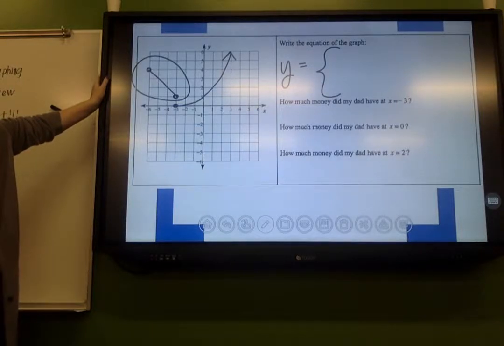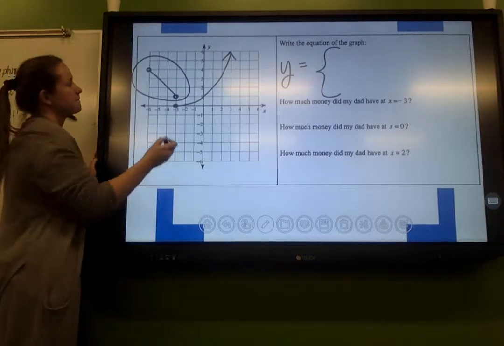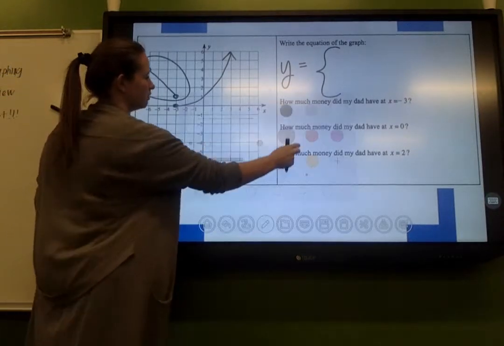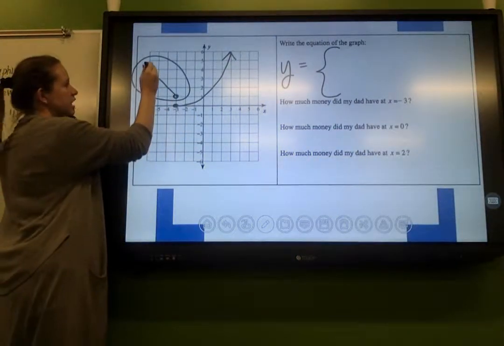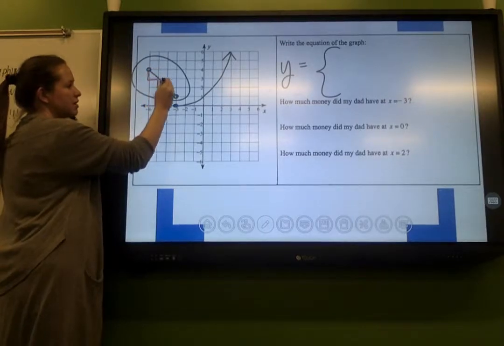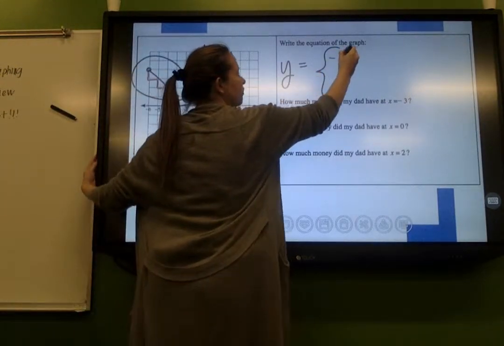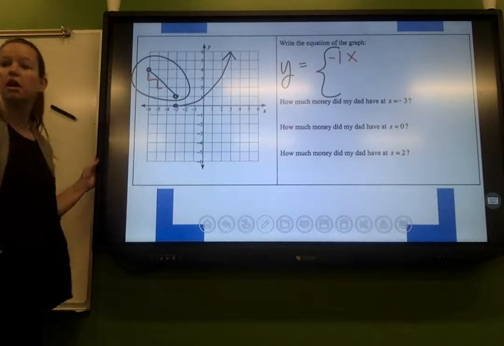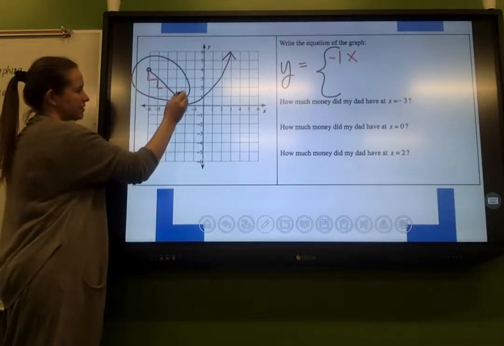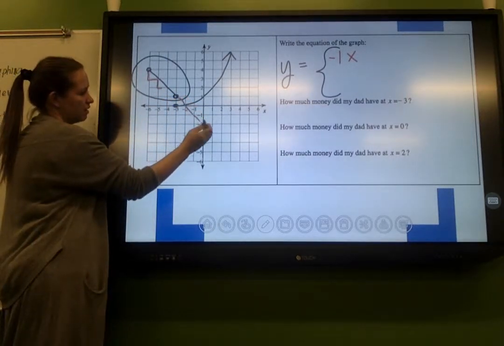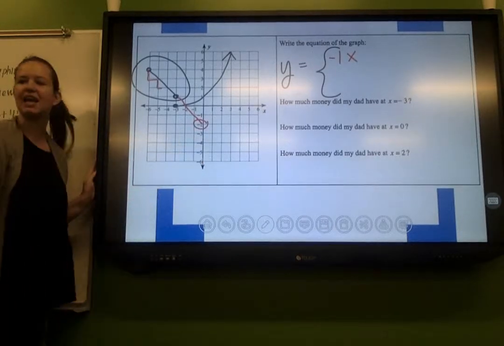So it would be negative, since it would be reflected, going up. Amazing. So you can tell it's going down 1 over 1, right? So this is going to have an equation with -1x as the slope. Amazing. But where does it cross the y-axis? If I were to extend this, it would hit at -2, right?